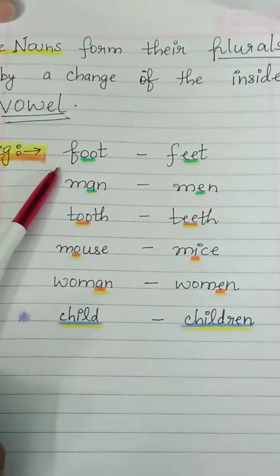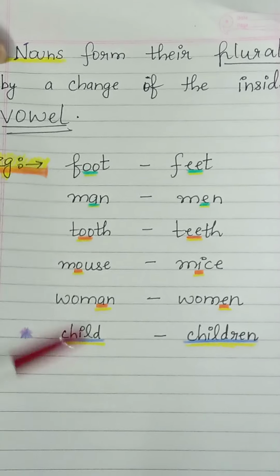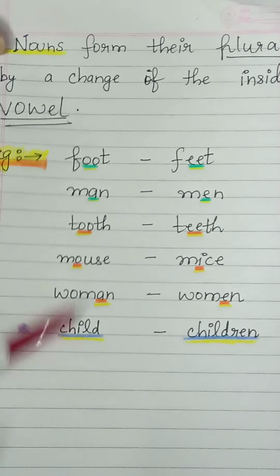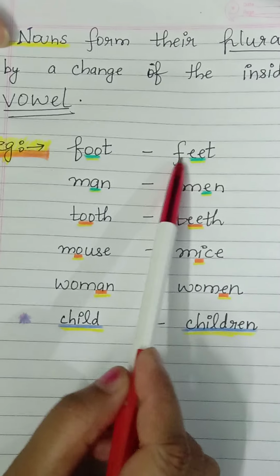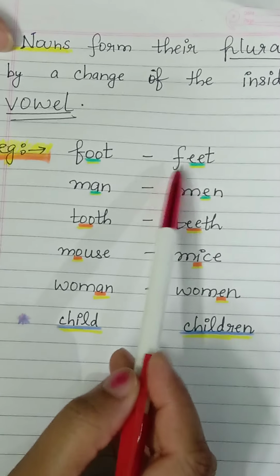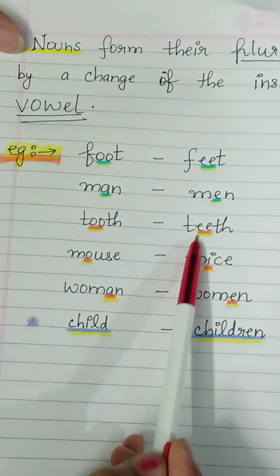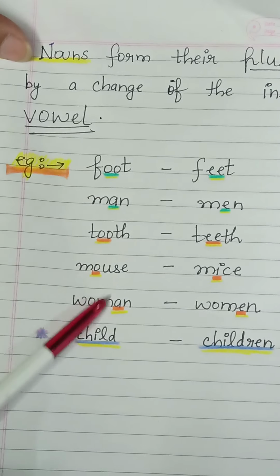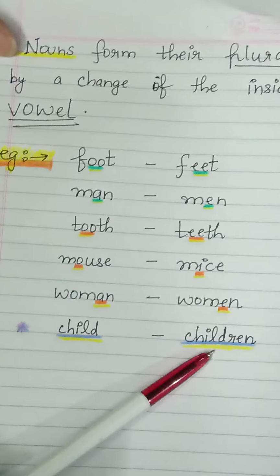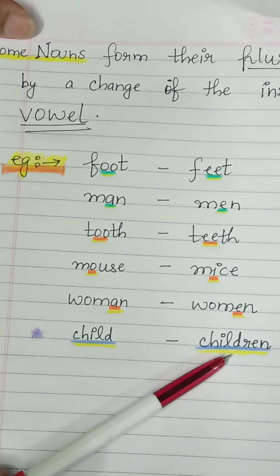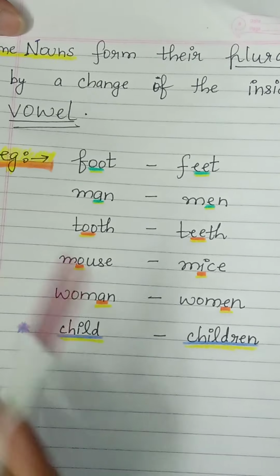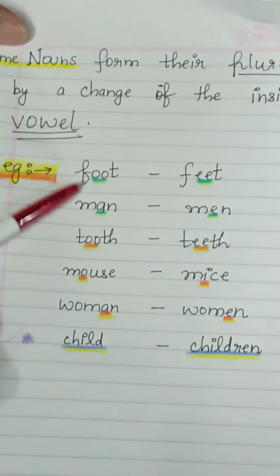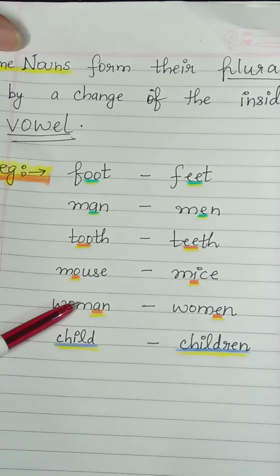So you can see children, these are all singular words and these singular words change into plural by changing the spelling in this manner: feet, men, teeth, mice, women and children. So these are singular words and these are plural. You have to remember these because all are not given in the book. This one is given in the book but these are not there. So you have to remember.